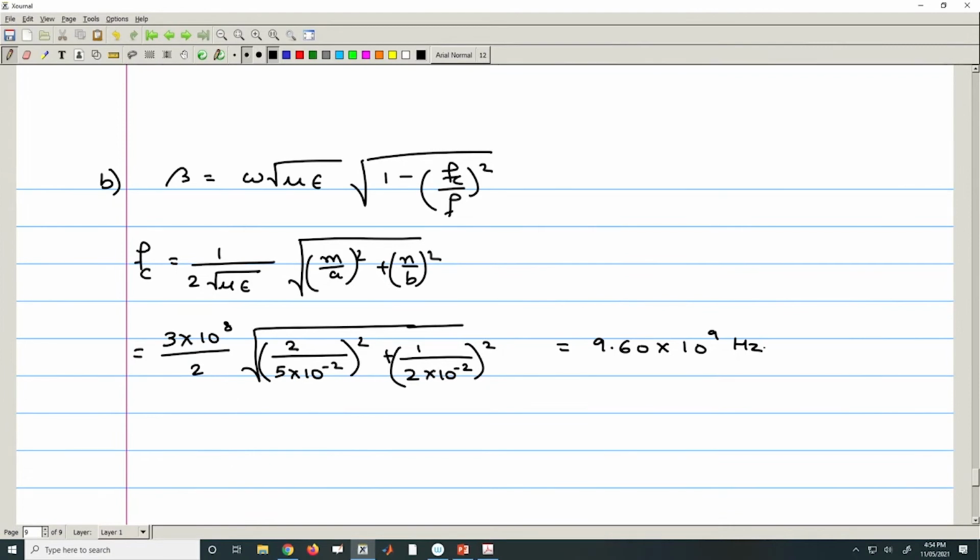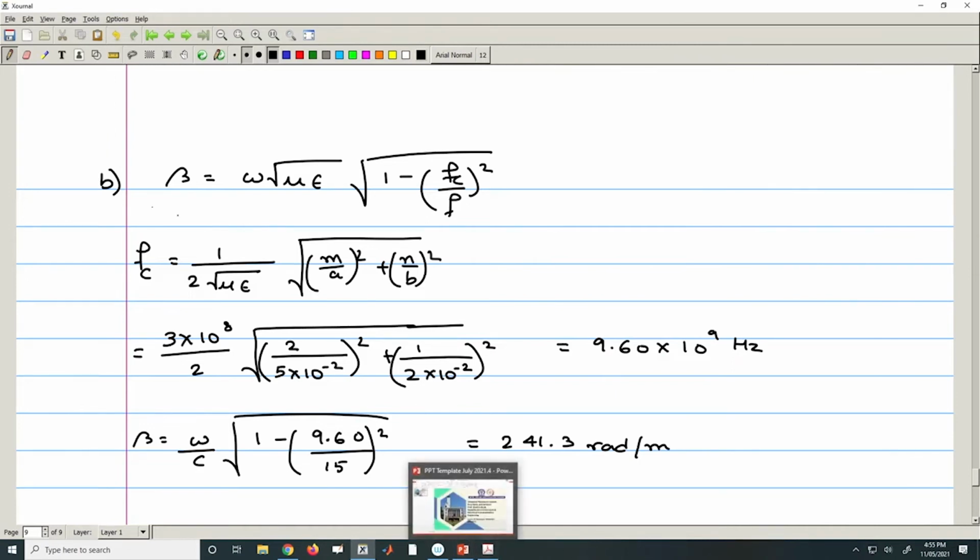Now substituting the value of Fc in beta, we will get beta as 1 minus, so Fc is 9.60 and F was 15. So we will get beta as 241.3. Okay.